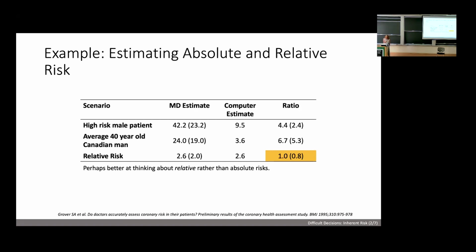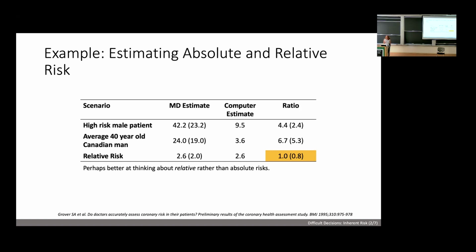What they found is that they were really off with the absolute risk, more than double what it actually is. More than twice as high, sorry. But they were actually really right on with the relative risks. And so this is one example of a study that looks at this.